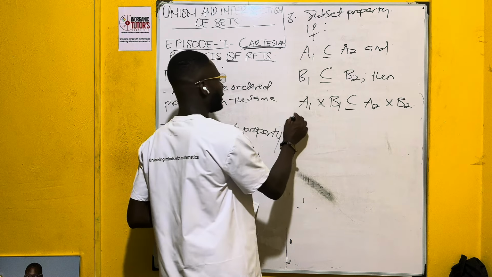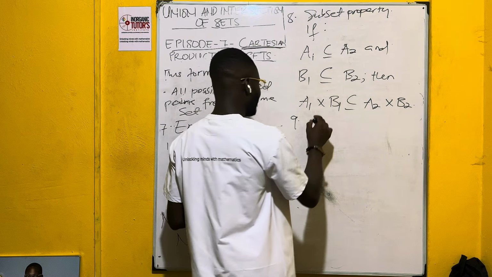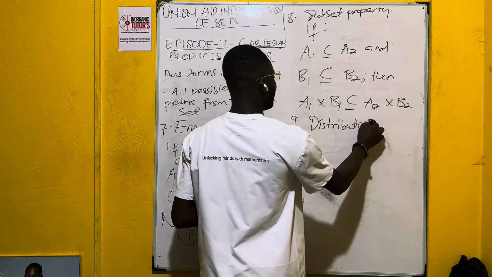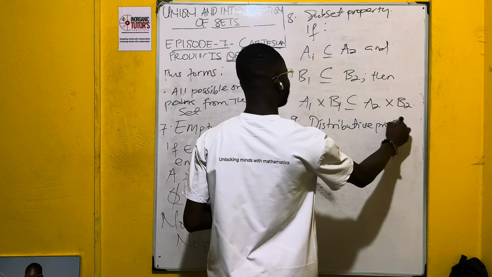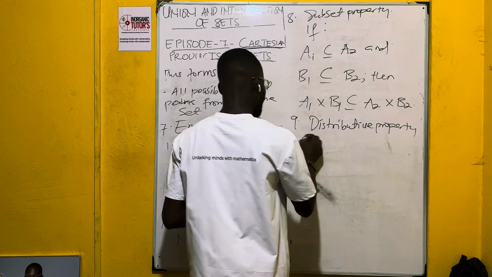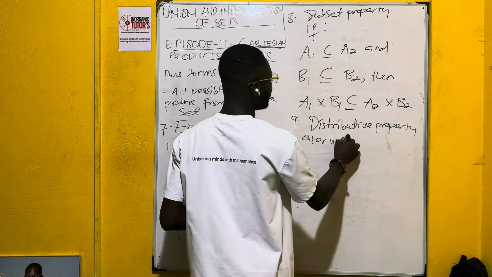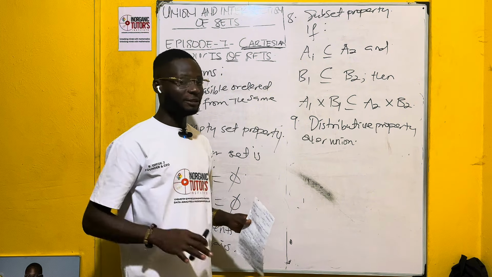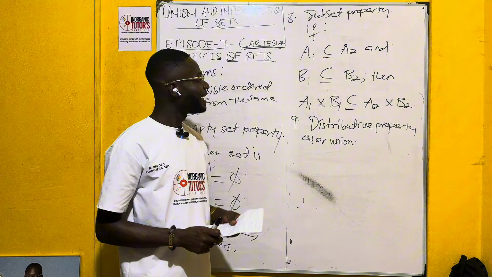Now let's look at the ninth property, which is the distributive property over union. The distributive property over union. With the distributive property over union, it is very interesting from this part onwards, right?